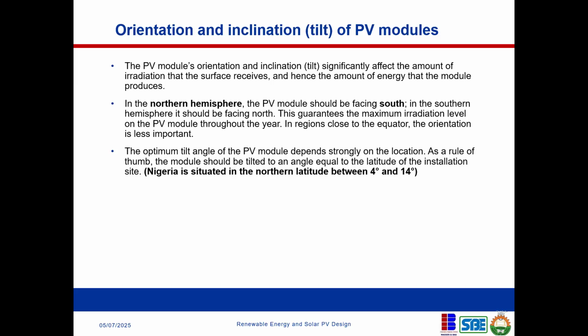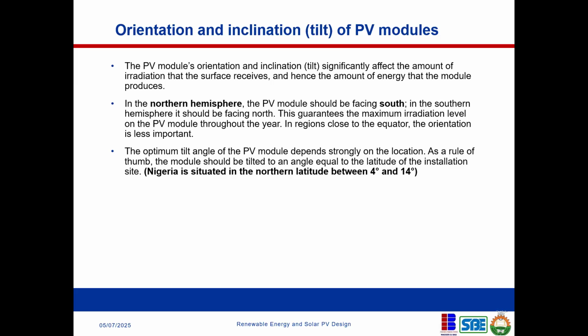Now, the optimum tilt angle of a PV module depends strongly on the location. There's no universal tilt angle for PV installation. It depends on the location. So as a rule of thumb, the module should be tilted to an angle that is equal to the latitude of the installation site. So when you go to any installation, the question is going to be, what is the latitude of that site that you want to do an installation?